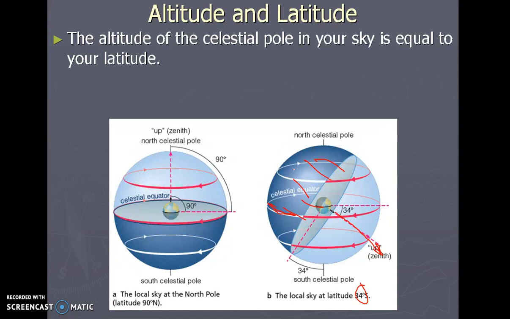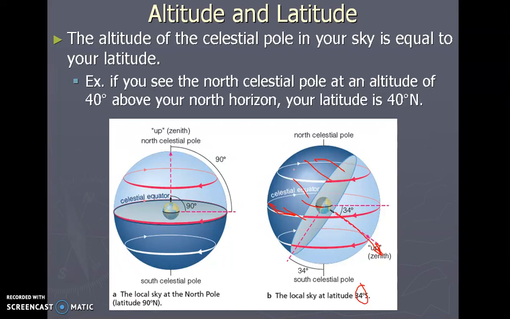Another really interesting point is that the altitude of the celestial pole in your sky is equal to your latitude. So for example, if you see the North Celestial Pole, so specifically the star Polaris, at an altitude of 40 degrees above your north horizon, your latitude is 40 degrees north. So that's one way that ancient navigators were able to tell what latitude they were at, because they would just look for the North Star and say, oh, the North Star is, say, 50 degrees above, and they could use their hands and other instruments to figure out that degree measure, and they would know what latitude they were at.